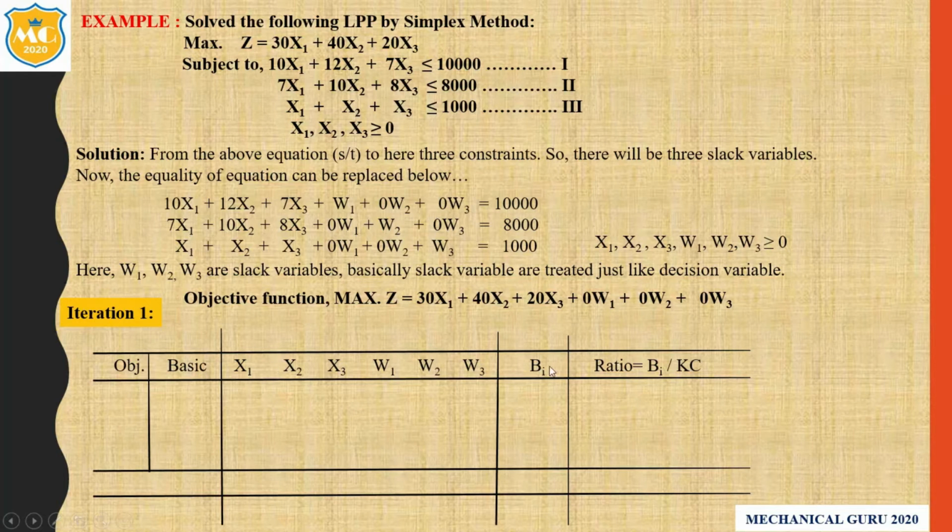Okay, and here is bi. Bi is the resource value, the right hand side of the constraint, and the last column is the ratio. And second, the profit row. Cj is nothing but the profit: 30, 40, 20, 0, 0, 0. Just write down 30, 40, 20, 0, 0, 0.